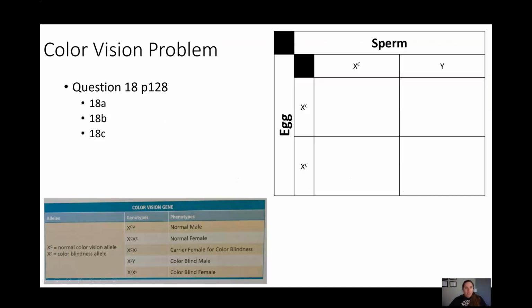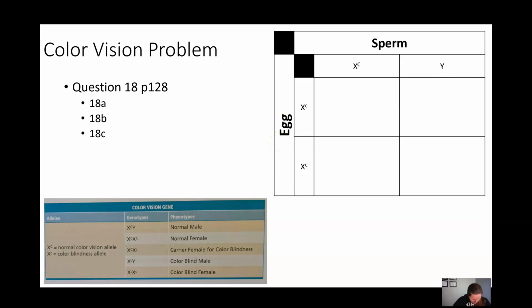So let's try an example of color vision. This is question 18 on page 128. I want you to answer all 3 sub-questions that are related to this. And in order to understand this question 18, we're going to take a man with normal color vision. So he got an X from his mother, he has the X capital C, so normal color vision. And of course, he inherited nothing from his father because the Y chromosome doesn't carry that particular gene.